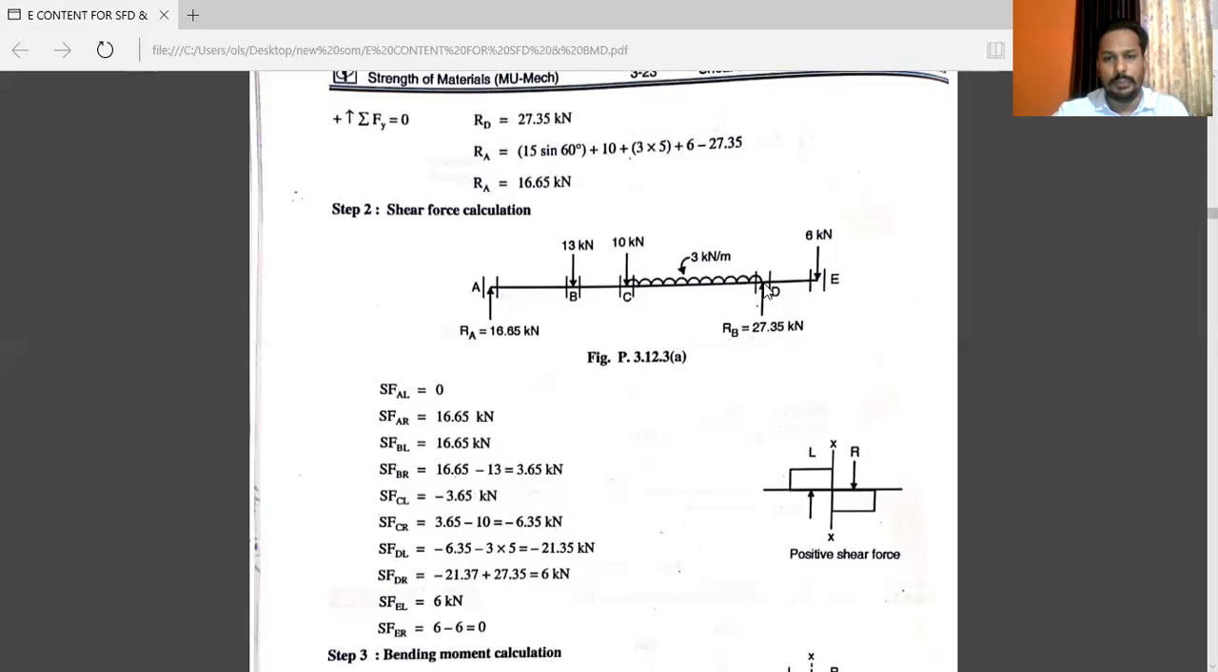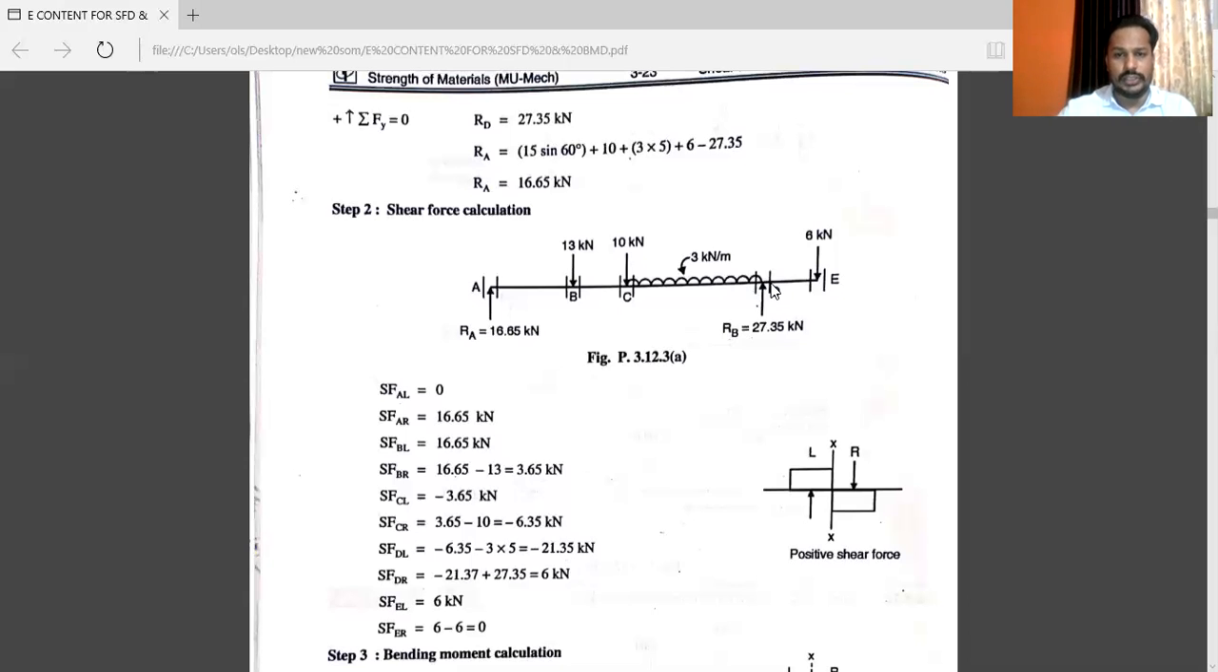Now see D point, D just to the left. See the location of cursor. Again, you have to consider all left side forces. Plus 16.65 minus 13 minus 10 minus 3 into 5. That is minus 21.35 kilonewton.